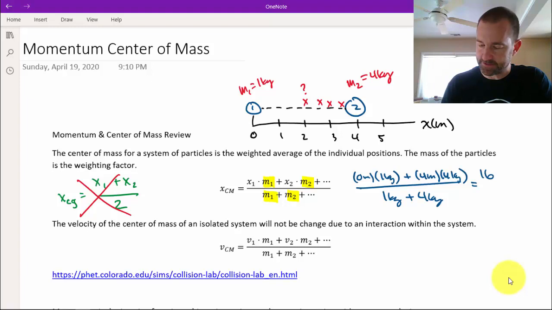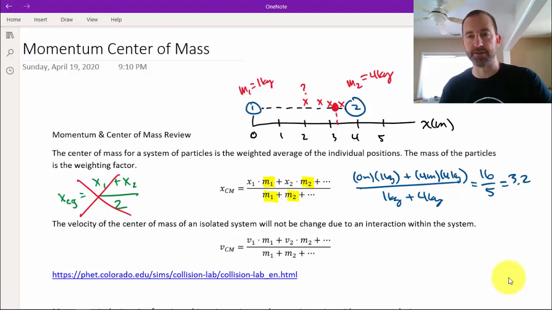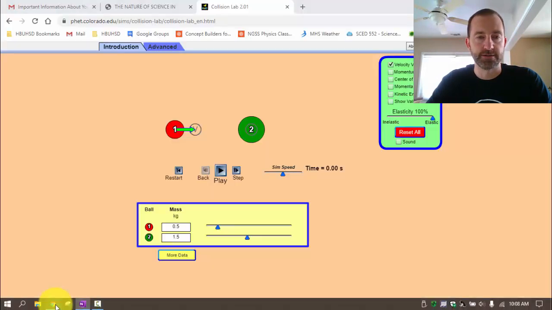And that would give us 16 over 5, or 3.2, which would be somewhere about here. That position that I put the big red dot in, that's what we would call the position of the center of mass. Now, let's go ahead and take a look at a simulation version of that.